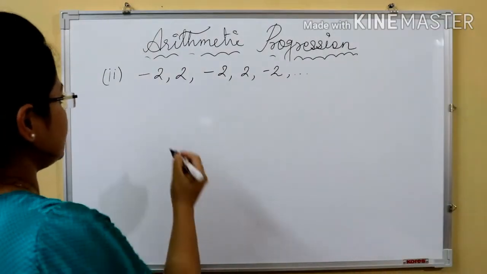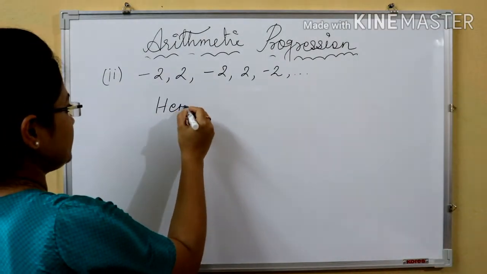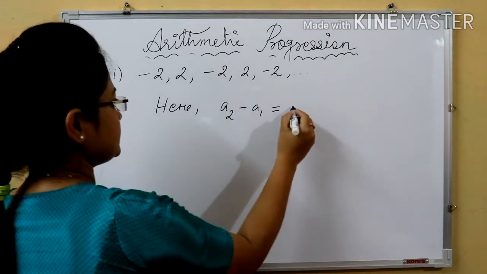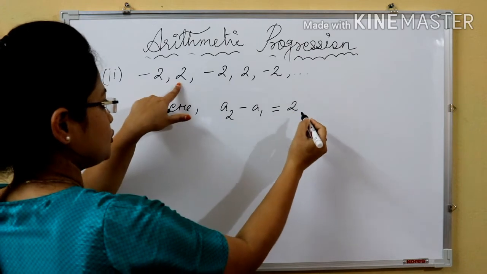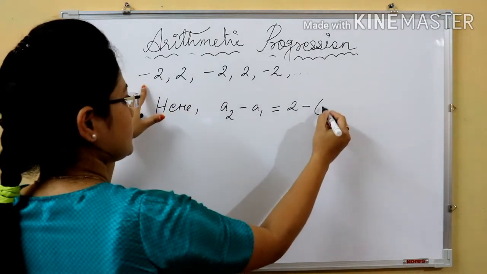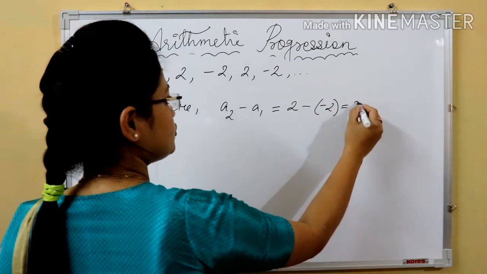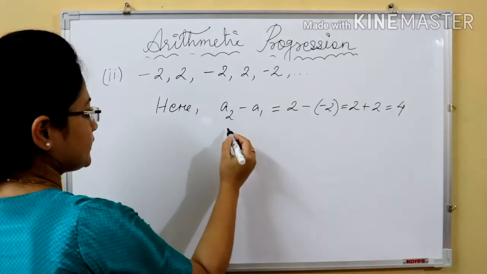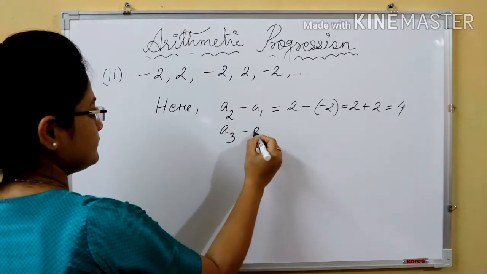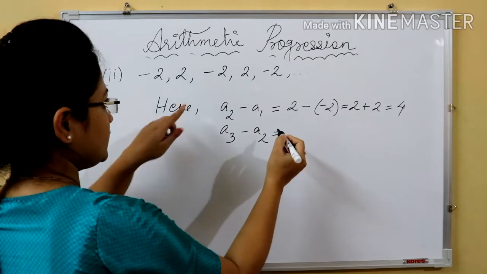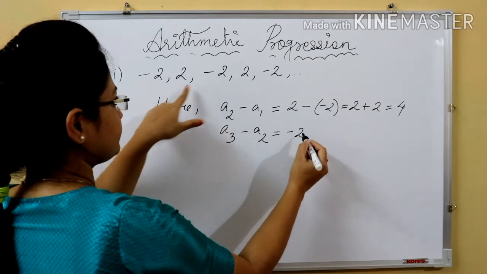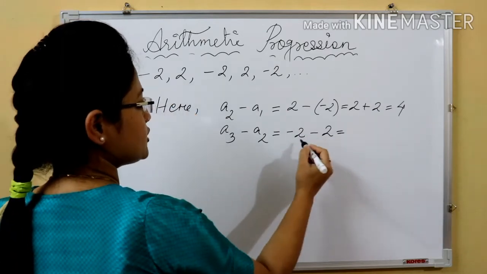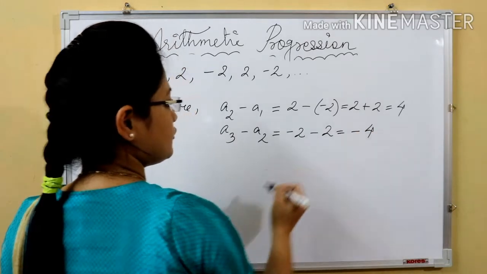So the same way we will be finding here A2 minus A1, second term, that is 2 here, second term 2 minus minus 2. It will be 2 plus 2, which is equal to 4. Next, third term minus second term. Third term here in this case is minus 2, minus 2. So minus 2 minus 2 will give us minus 4.